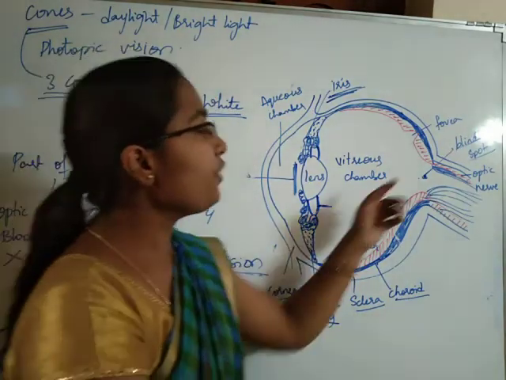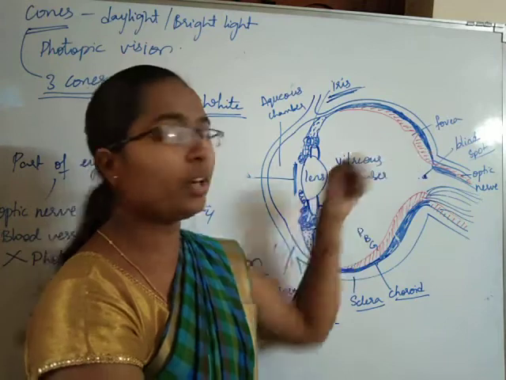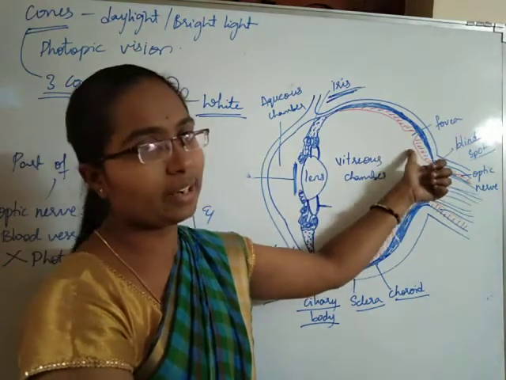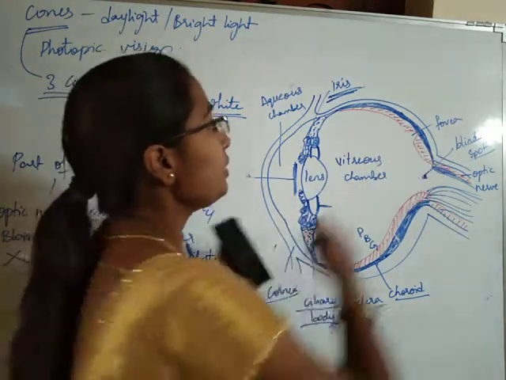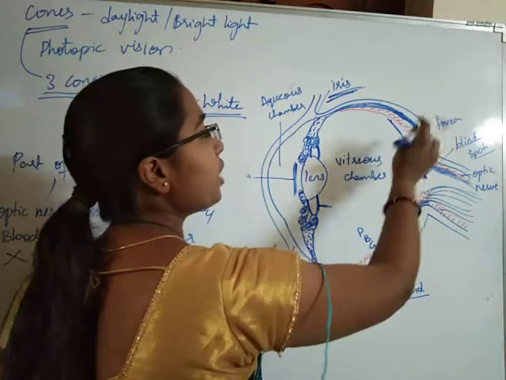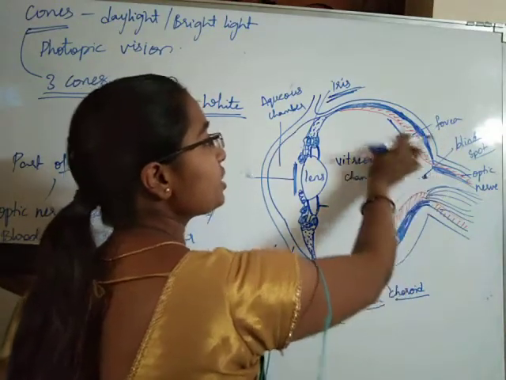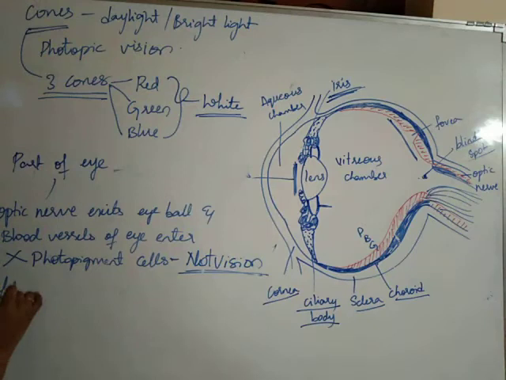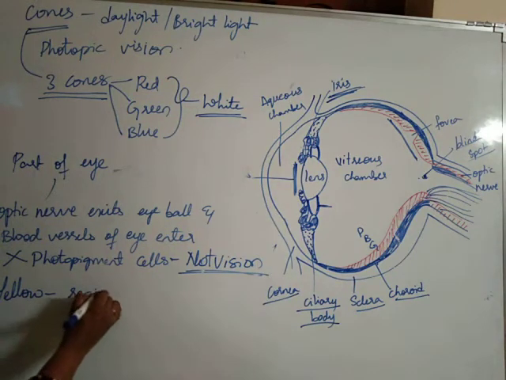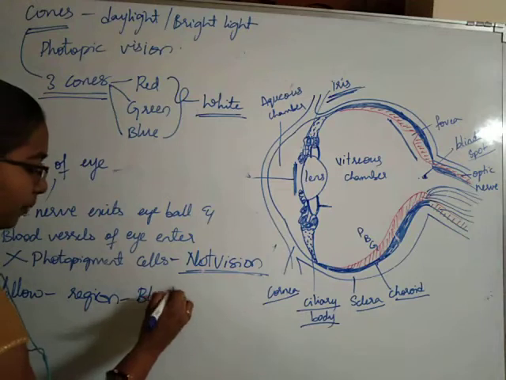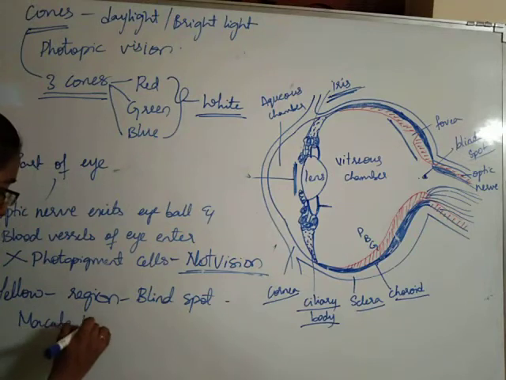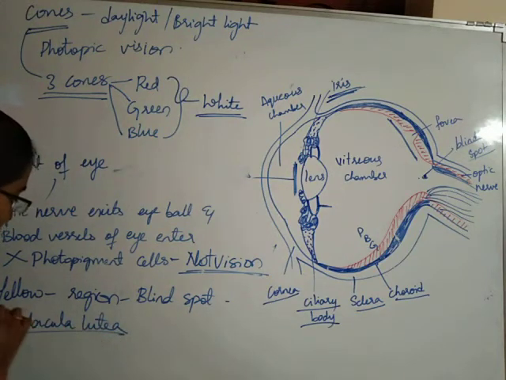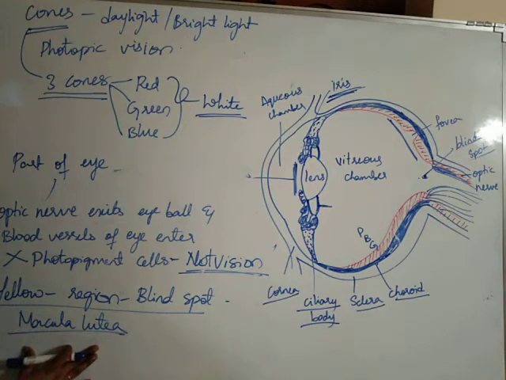Okay? And if you go just above the blind spot, there is a central yellow colored part. I have not marked it in yellow, but there is a yellow colored region just above the blind spot. It is called macula lutea.